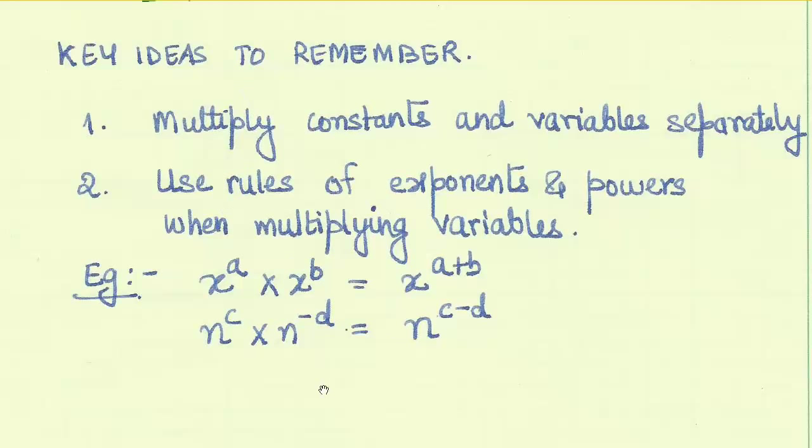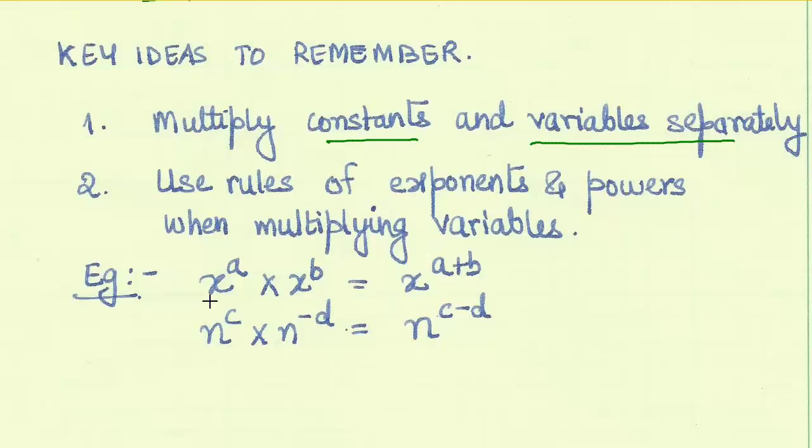So what are the key ideas that you need to remember when we are multiplying monomials by monomials? The first idea is to remember to multiply the constants and variables separately. And the second thing to remember is to use the rules of exponents and powers when multiplying variables. So I have shown two examples over here.